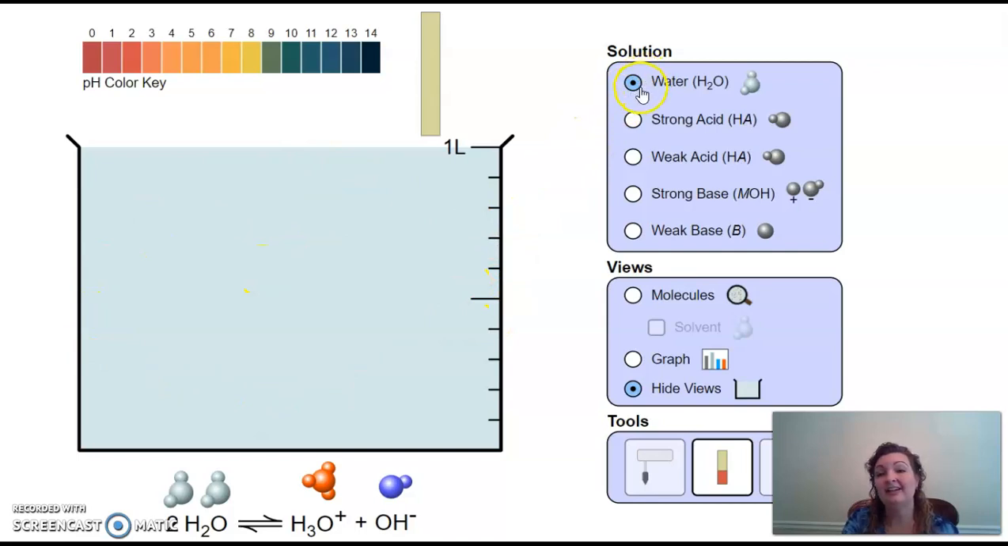I clicked on it. It's water, just H2O, nothing more. And here is my pH indicator. Well, I know water should be 7, okay? Water should always be pretty much neutral.